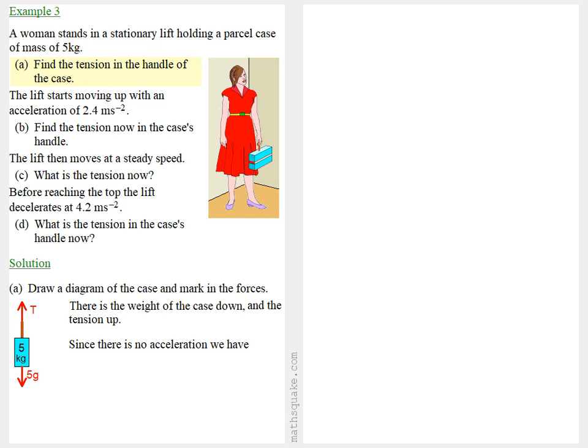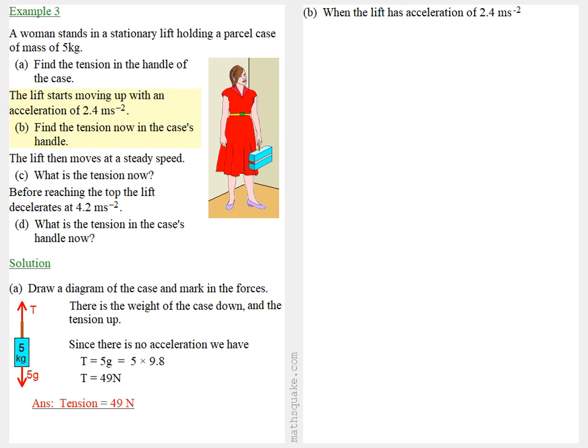Since there's no acceleration, we have t equals 5g, so t is equal to 5 times 9.8, which is 49 newtons. So our answer is the tension is 49 newtons. The lift then starts moving up with an acceleration of 2.4 meters per second squared. In part B, we're asked to find the tension now in the case's handle.